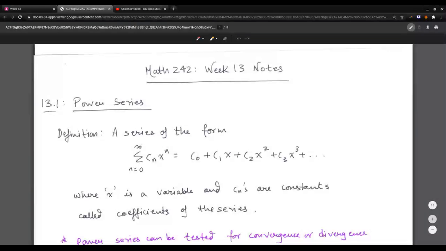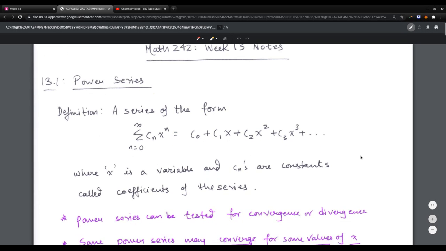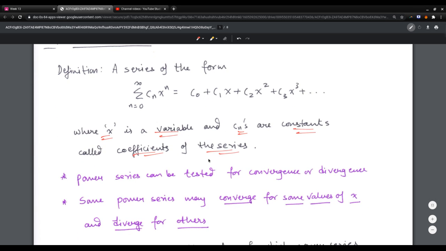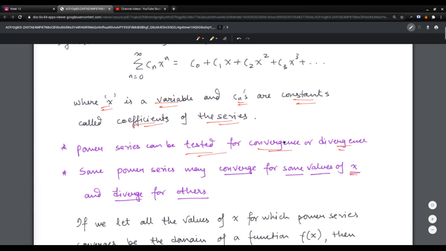Today's topic is power series, so we're going to build on our knowledge of series and define a specific series, which is of the form summation Cn x to the n, or C0 plus C1 x plus C2 x squared plus C3 x cubed, etc., where x is the variable and the Cn's are constants, which are called the coefficients of the series. So just as with any other infinite series, they can be tested for convergence or divergence. Some power series may converge for certain values of x and may diverge for other values of x.